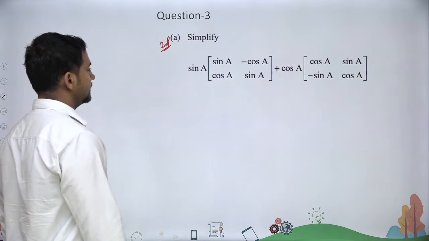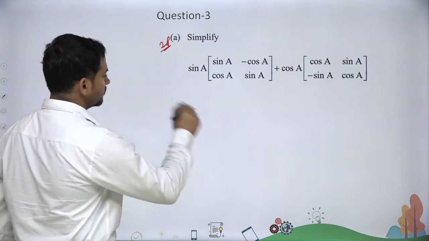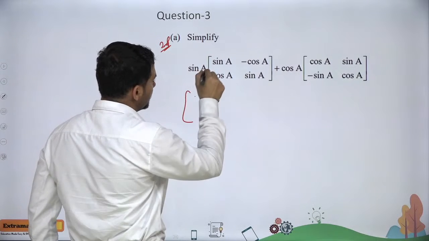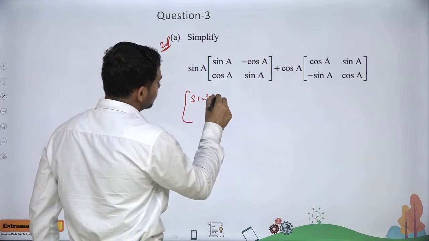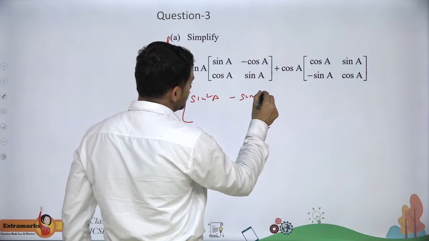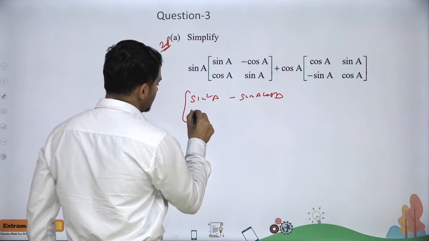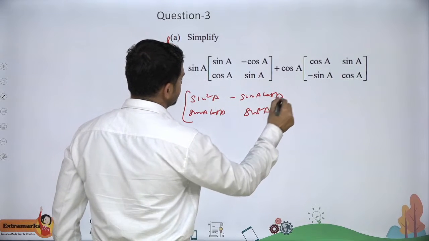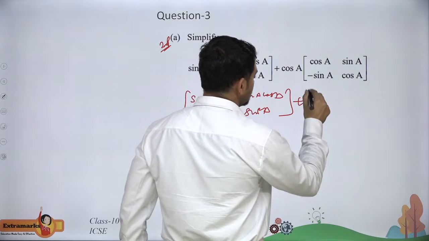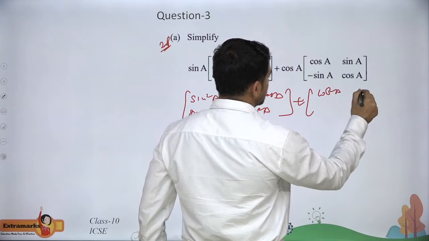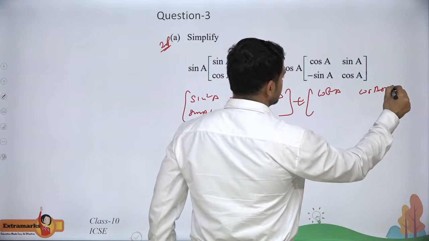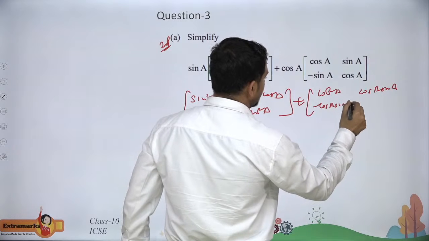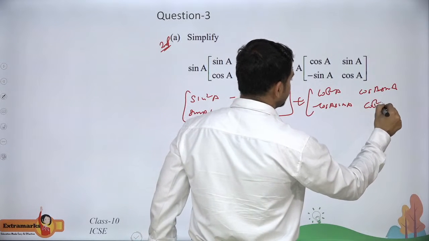So we have to find... First of all, we have to simplify this. If you multiply sine in this, then what will come? Sine square a, then minus sine a cos a, then plus sine a cos a, and this is equal to sine square a. Got it? Now similarly, plus cos square a, cos a sine a, and minus cos a sine a, and this one is equal to cos square a.